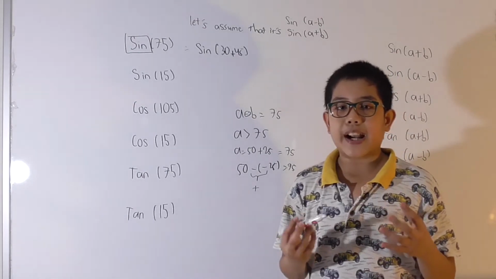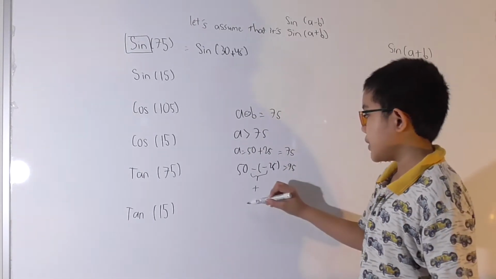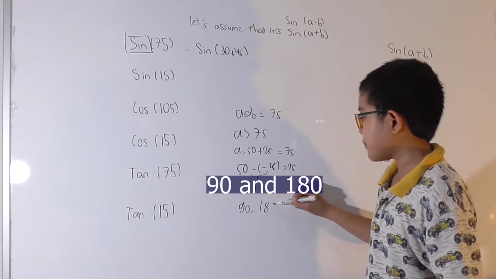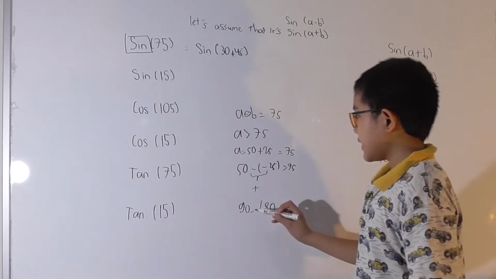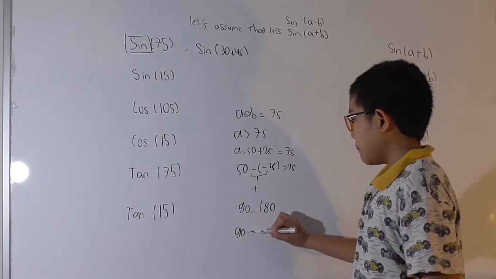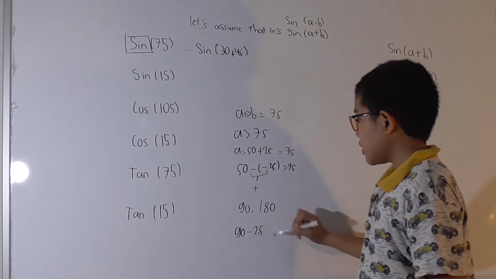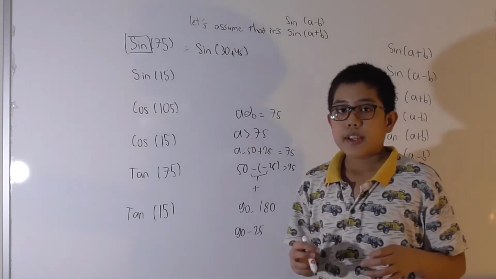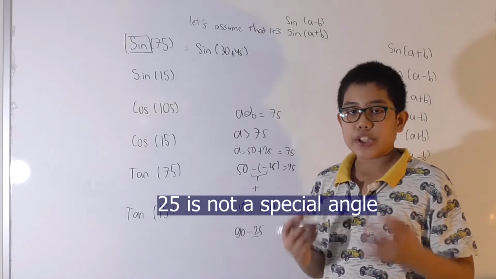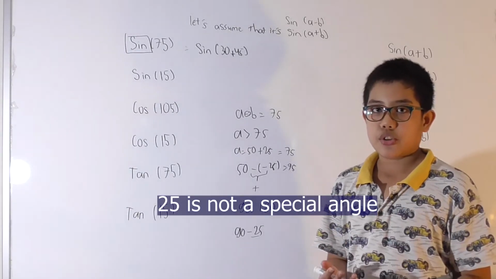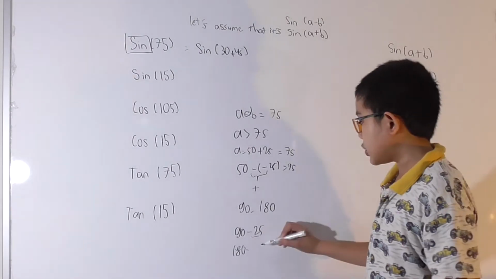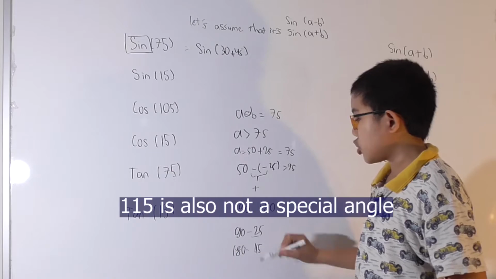What special angles are larger than 75? It must be 90 and, as some might say, 180. If A is 90, then B must be minus 15, so you will get sine of 75. However, we know that 15 isn't a special angle. And if we're using 180, it will still be the same. We're going to pair it up with 105, and we know that this is not a special angle.